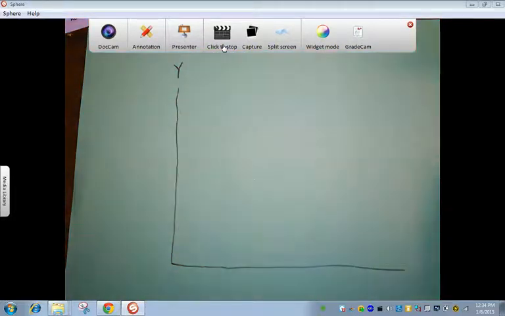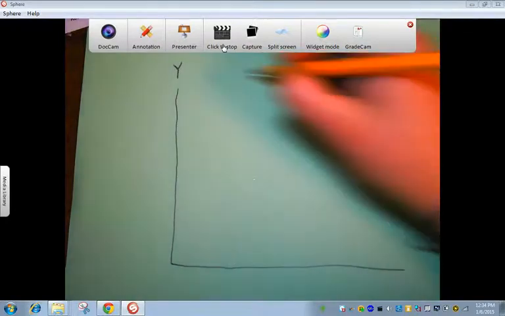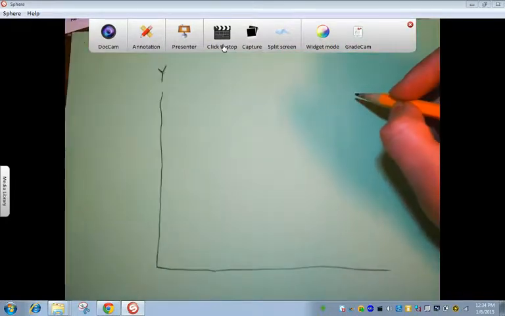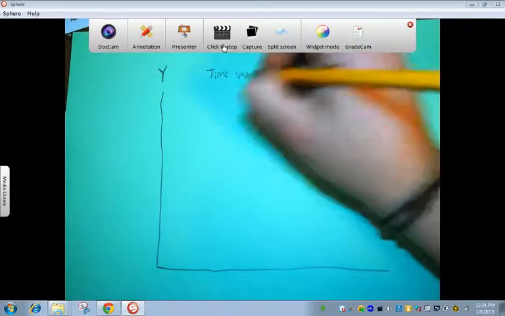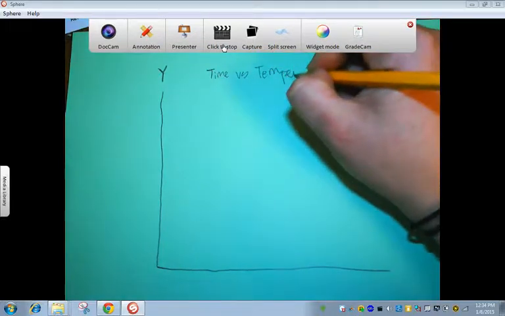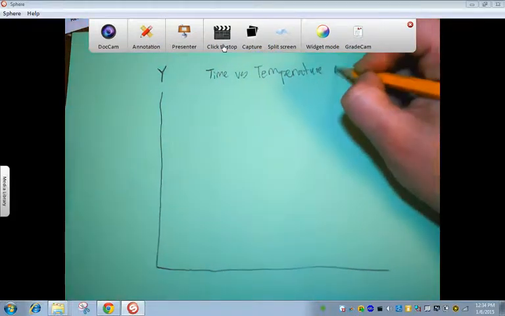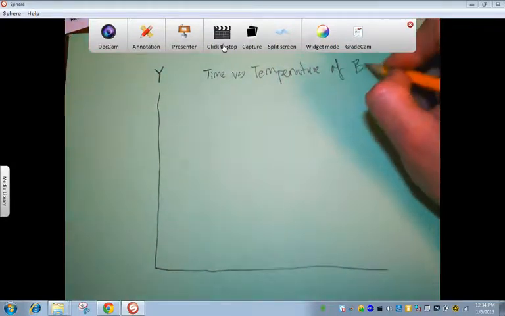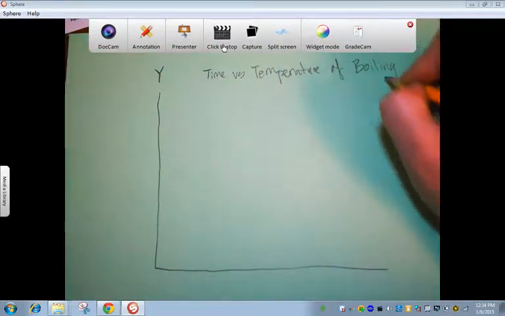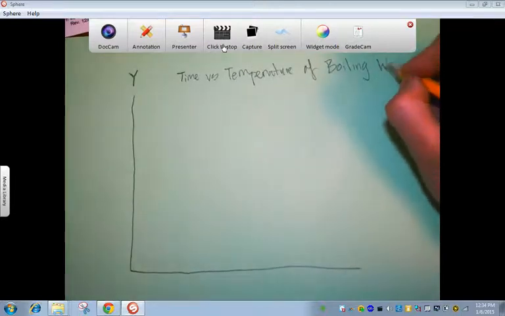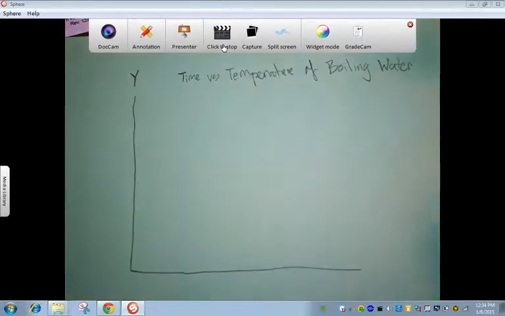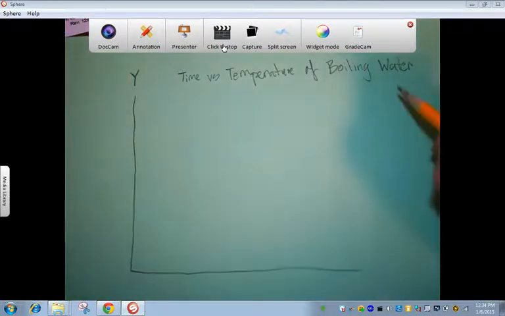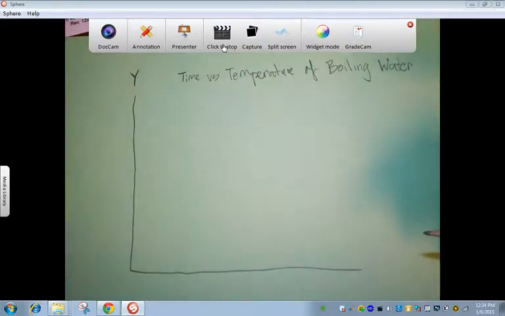The first thing our graph is going to need is a title. And I'm going to title this graph time versus temperature of boiling water. And the reason this is the title I'm giving my graph is because those are the things we measured. We kept track of the time, we measured the temperature at different points, and we were using the substance of water. So anyone looking at my graph would be able to figure out what we were doing.